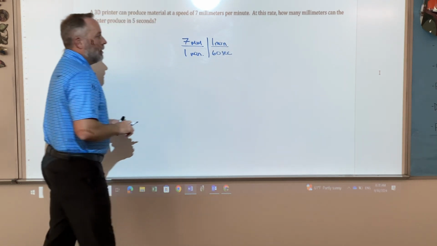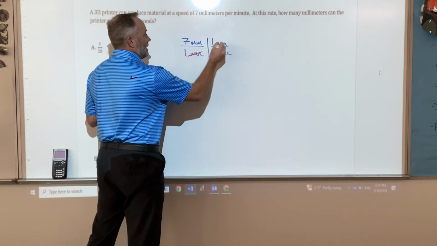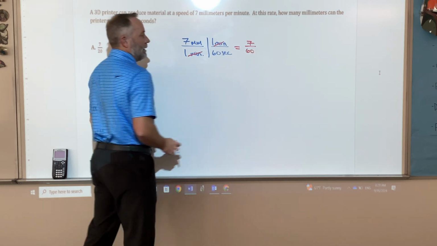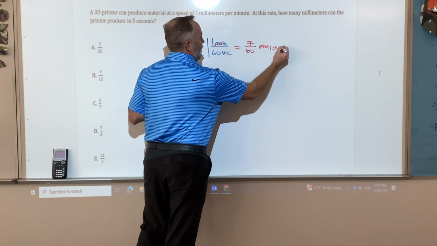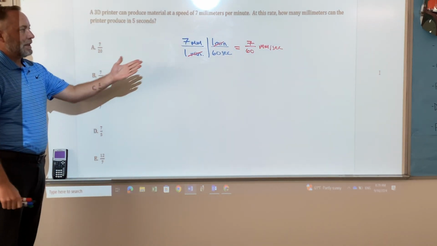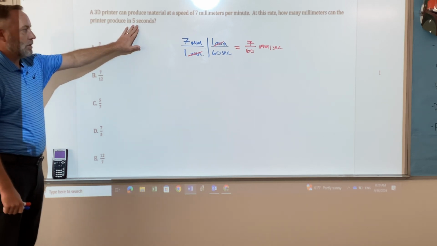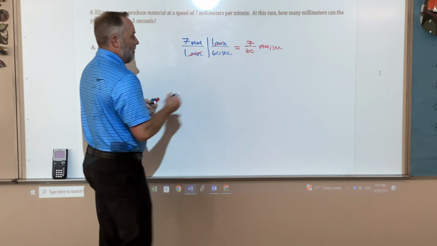And so when you set it up that way, you can see that your minutes cancel, and this gives you 7/60 millimeters per second. Okay, so that's how much the printer can produce in a second, but then we're told that happens for 5 seconds. So we just want to take how much it can produce per second and multiply that by 5.